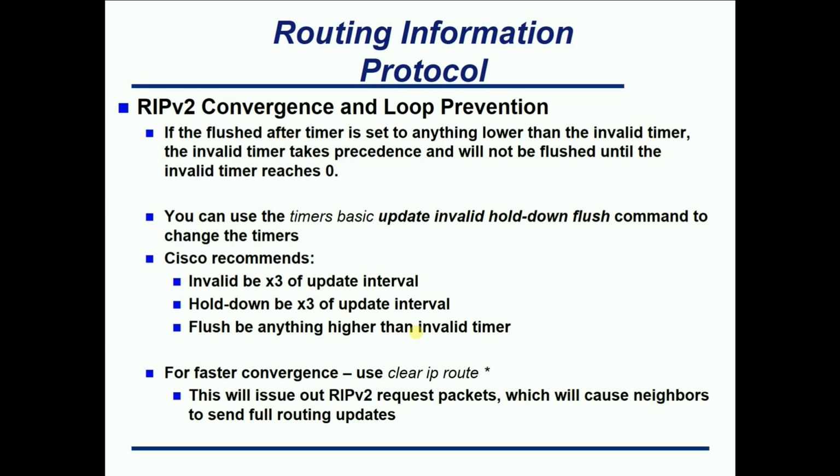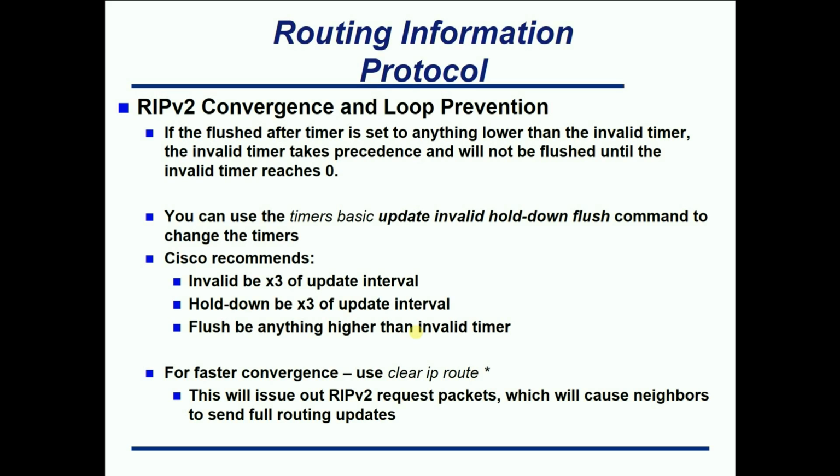If the flushed after timer is set to anything lower than the invalid timer, so let's say we were messing with the timers, we kept the default invalid timer of 180 seconds, but yet let's say we change the flush timer to, let's say, 120, the invalid timer takes precedence even though the flush timer is less. So be aware of that. So even if I change the default of flush to 120, it's still going to take 180 seconds for it to be flushed out, because invalid timer takes precedence.